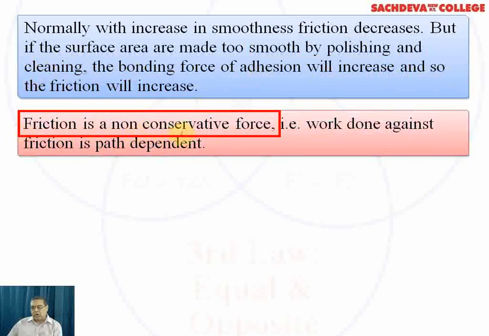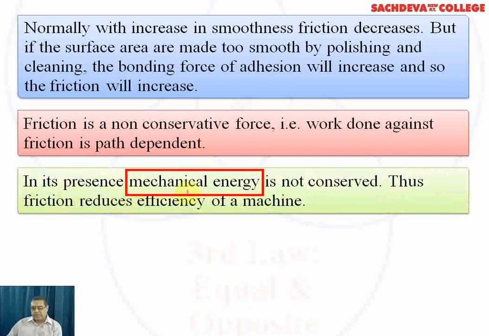Friction is a non-conservative force. So what exactly do we mean by a non-conservative force? That is, work done against friction is path dependent. So the path in which the body is moving is a criterion. So we say friction is a non-conservative force. The reason is that work done against friction is path dependent. In its presence, mechanical energy is not conserved.